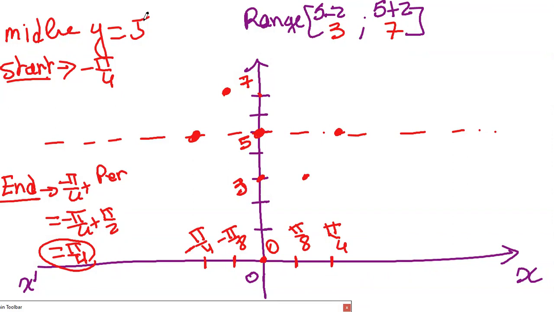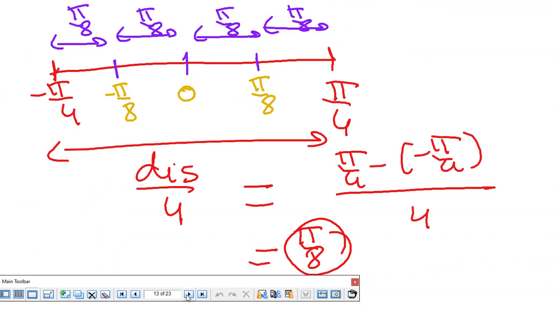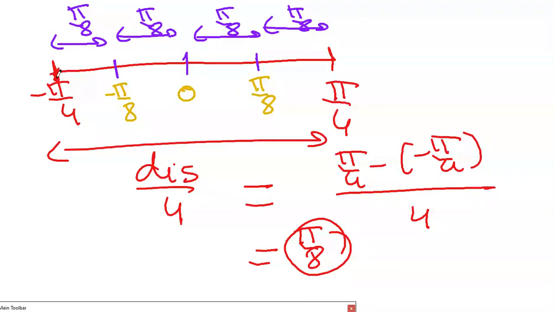The very important part is to know how we're going to divide the values of the period. So I will put here that my starting point is minus pi over 4 and my ending point is pi over 4. This distance here, I need to cut into 4 equal parts. How are you going to find the distance between minus pi over 4 and pi over 4? We subtract the biggest minus the smallest, so pi over 4 minus (minus pi over 4), and then we divide it by 4. So it gives me 2 pi over 4, over 4. So it's going to give me pi over 8. It means that each part is pi over 8.